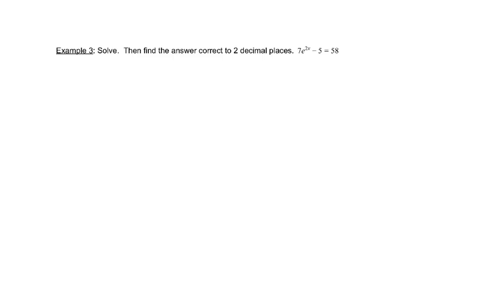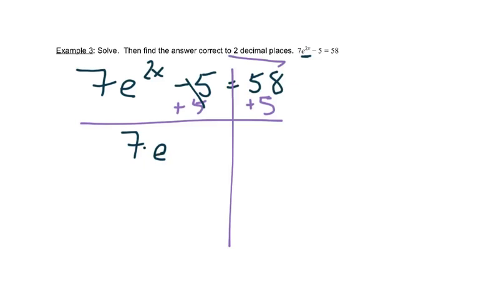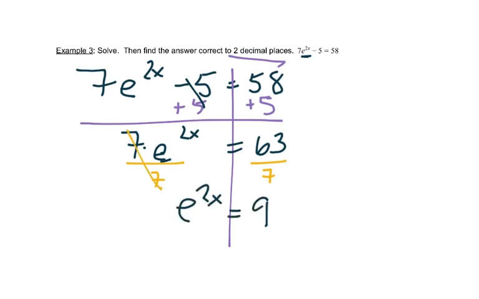So this time we want to find our answer, and it says to 2 decimal places. So the thing in this problem is that we don't have the e with the exponent by itself. That has to be by itself before we can do anything else. So the first thing we'll do is add 5 to both sides. And that leaves 7 times e to the 2x. And 58 plus 5 is 63. And now we have to divide both sides by 7. So there'll be e to the 2x is equal to 9.